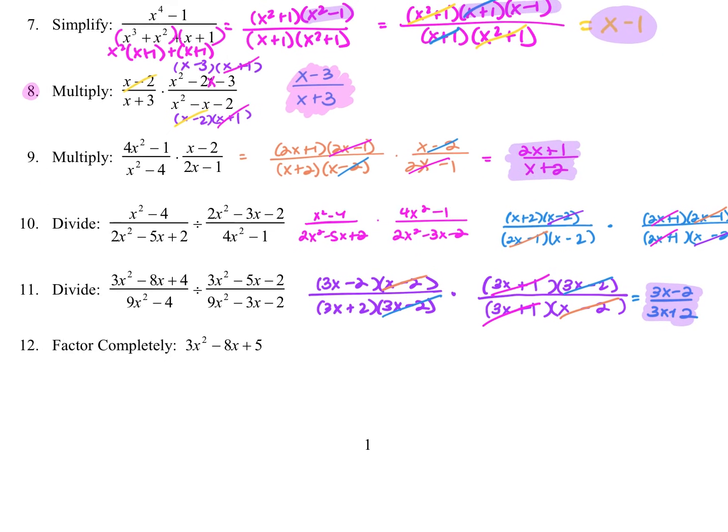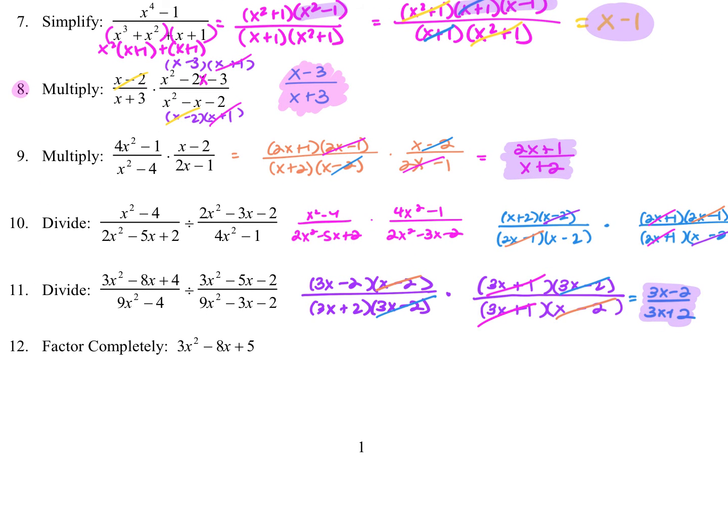Then came multiplication. So number 8, the left side, we did that one together. Number 9, difference of 2 squares in the top left, 2x plus 1, 2x minus 1 over x plus 2, x minus 2. And then the x minus 2s can cross out in the blue, and the 2x minus 1s can cross out in the pink. What's left is 2x plus 1 and x plus 2.